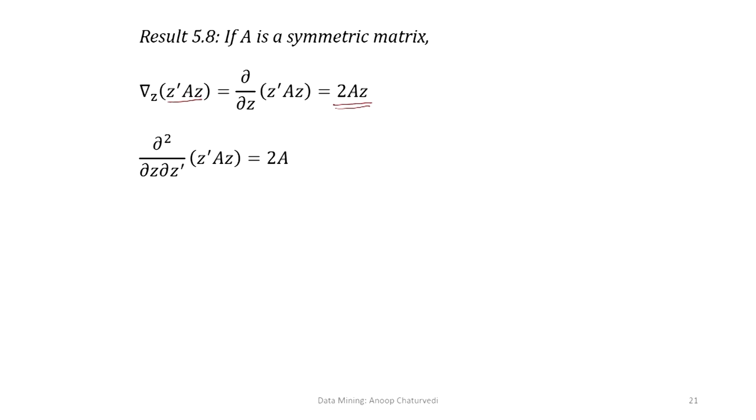Well, again, I am not going into the details of the proof, but you can easily verify this result. Just write this quadratic form in summation form, then differentiate it with respect to say z1, differentiate it with respect to z2, and so on. So, ultimately you get this result. Similarly, if you differentiate z transpose A z twice with respect to z transpose first and then with respect to z, then you obtain twice A.